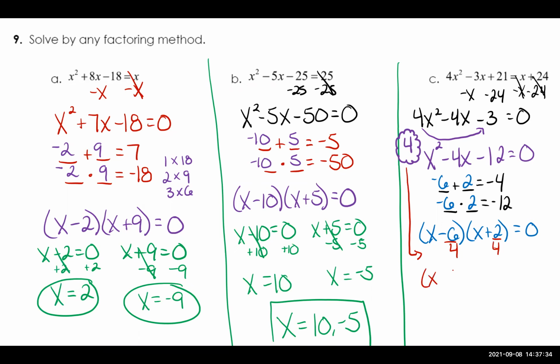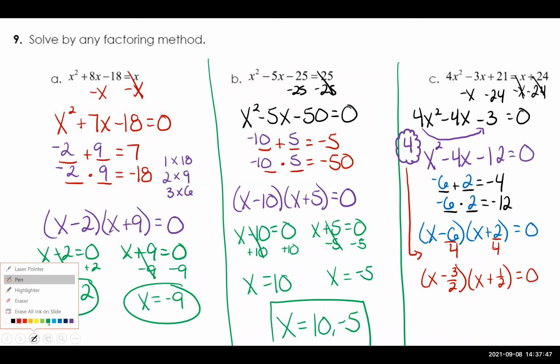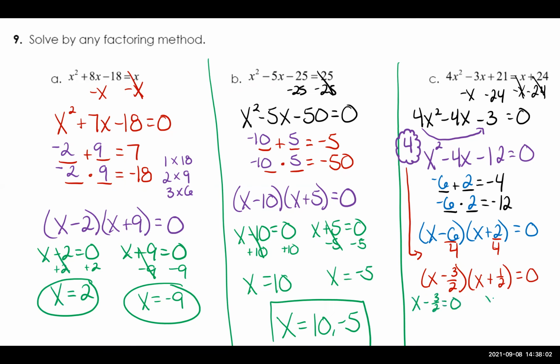So 6 over 4 becomes 3 over 2 because I can divide the top and bottom by 2. 2 over 4 reduces to 1/2. I can divide the top and bottom by 2. This equals 0. Now, technically, because this question is asking us to solve, I don't need to move these denominators next to the x, because that would just cause me to put them back later. So I'm just going to set each of these factors equal to 0.